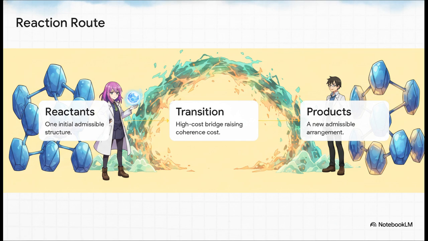But to get from A to B, the system has to cross a transition state. That state is a high-cost bridge. And that activation energy we always talk about? That's simply the toll it has to pay, the temporary spike in coherence cost, just to pass over that bridge.